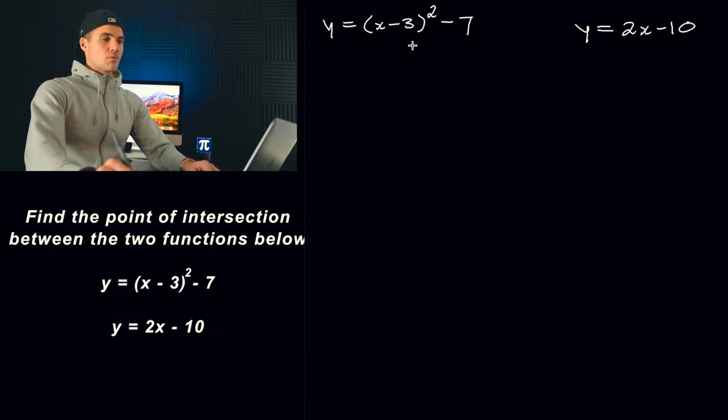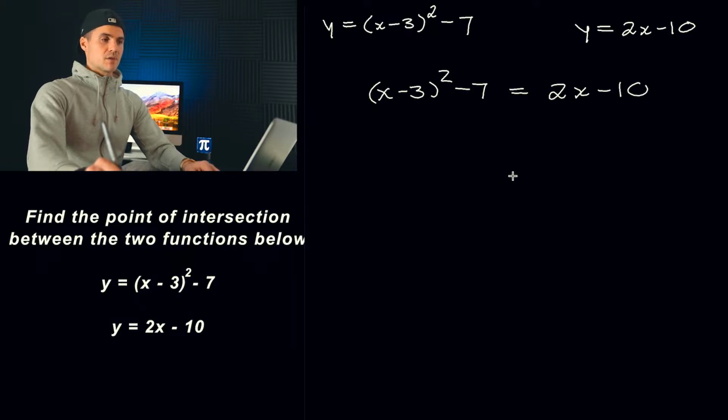And so what we would want to do here is basically make the equations equal. So I'm going to rewrite this quadratic. We want to find out when is this quadratic going to equal this line, 2x minus 10. And so from here, what you have to do is basically expand everything and solve for the x value.